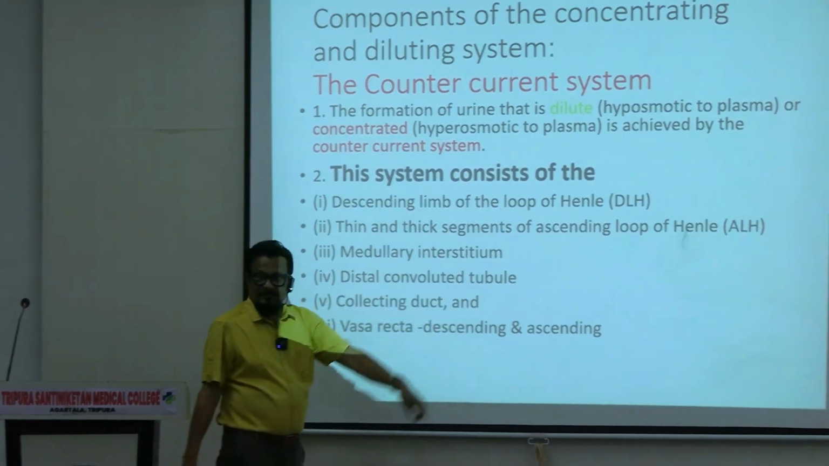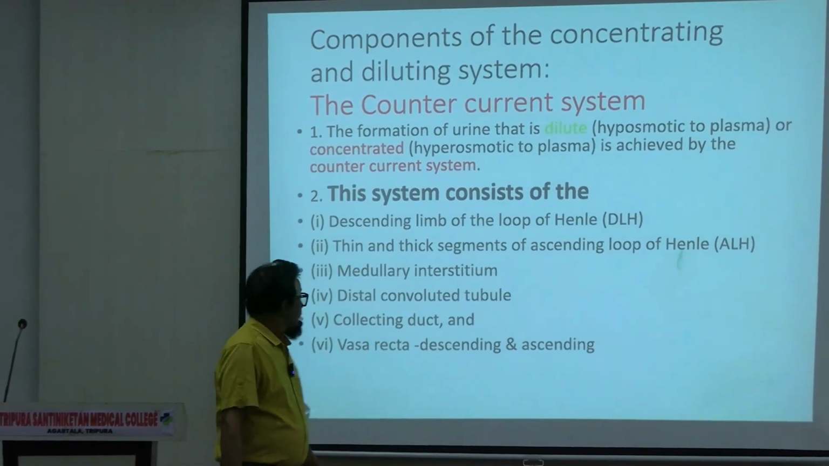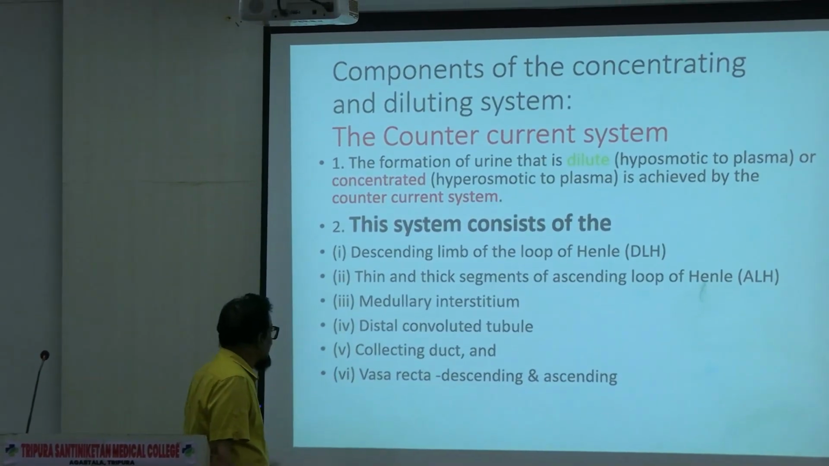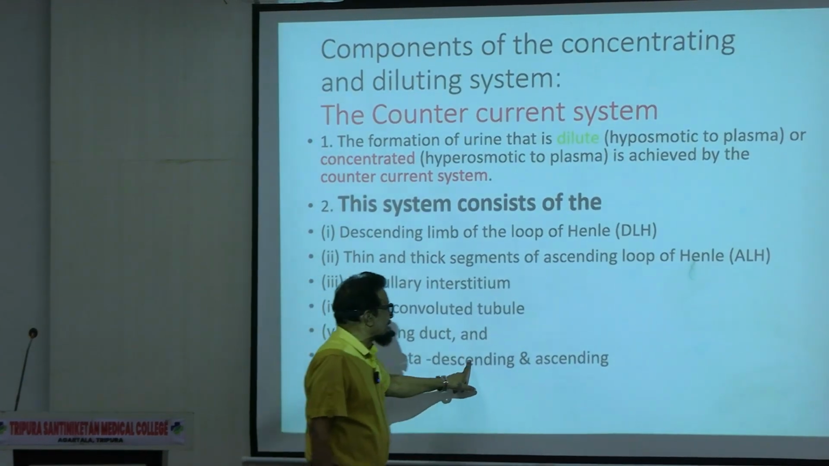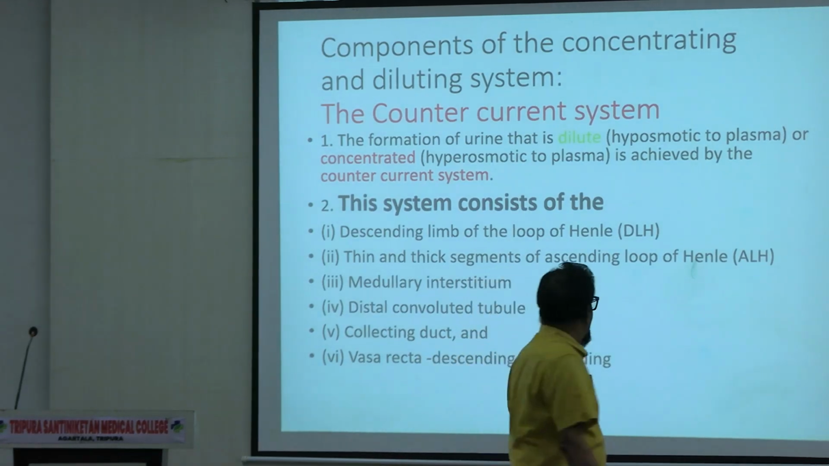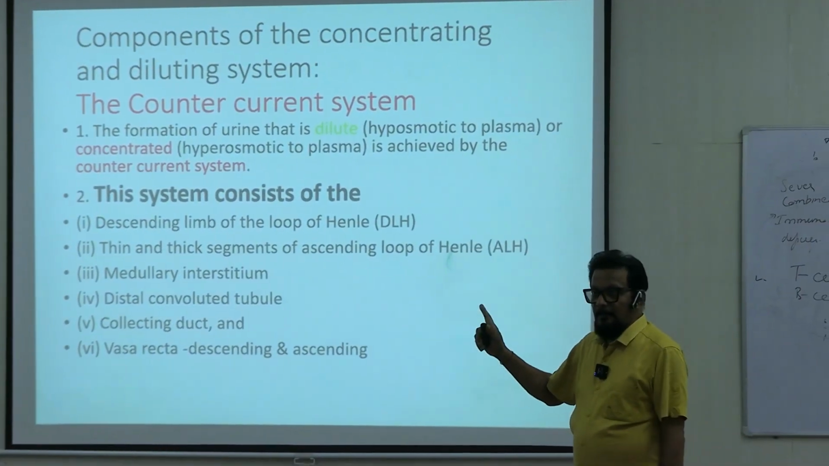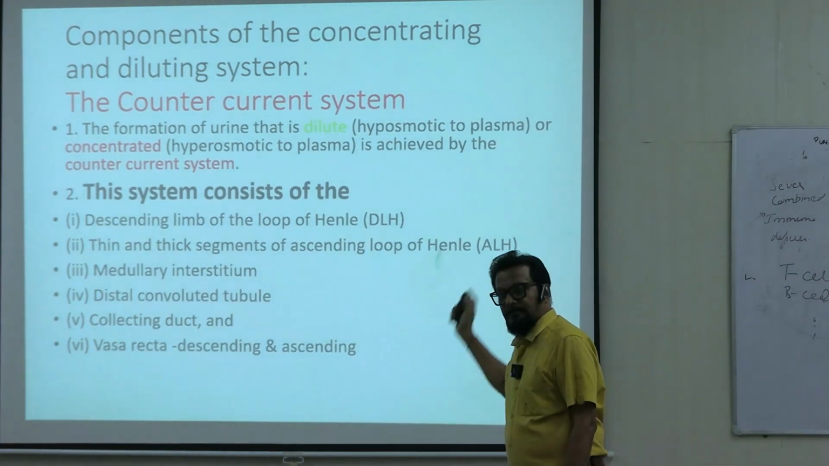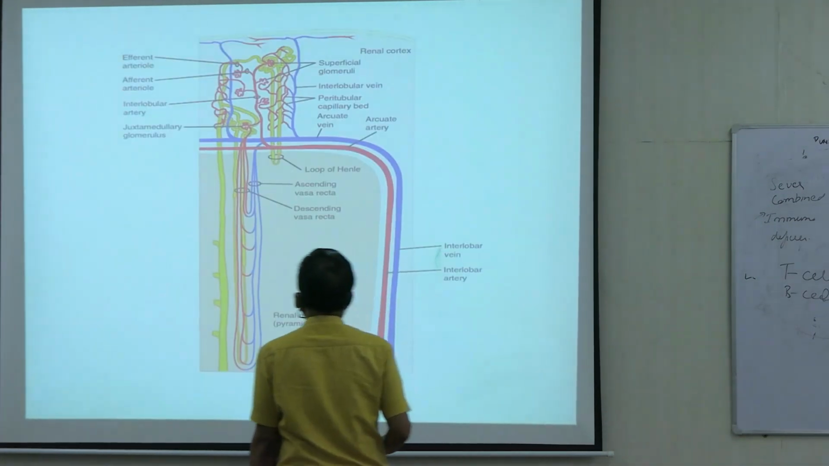Then, what else is in the system? The medullary interstitium, distal convoluted tubule, collecting duct and vasa recta. The vasa recta has an ascending and a descending part. So these are involved in the system. Without this system, it is not possible to concentrate the urine or to dilute the urine.